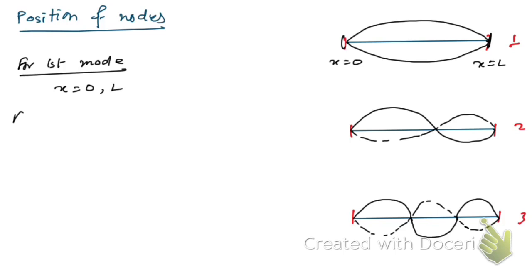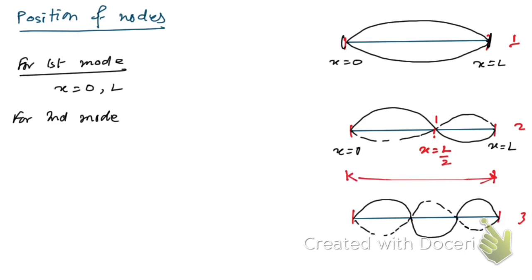And for the second mode, x is equal to 0, here we have got a node, and x is equal to L, here we are getting a node, and also we are getting a node at x is equal to L by 2, right? This total length is L, so here half of L, right? Hope you have understood this. So for the second mode, x is equal to 0, L by 2 and L.